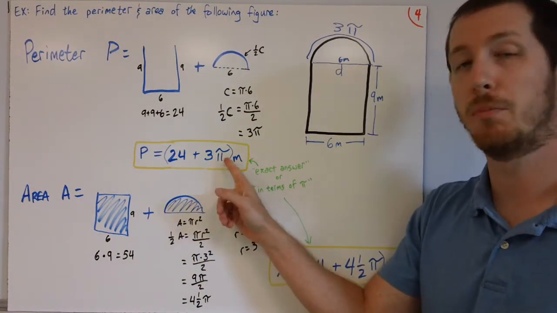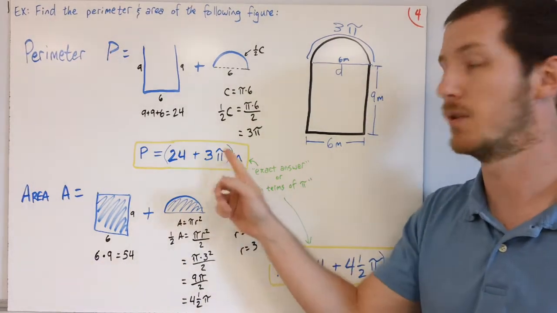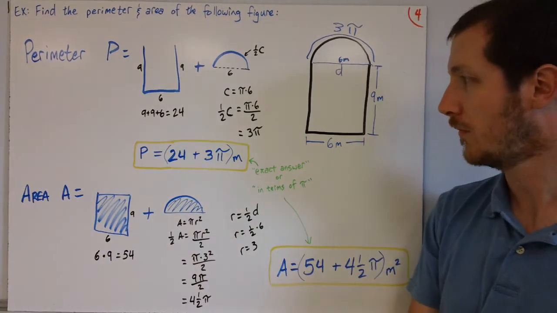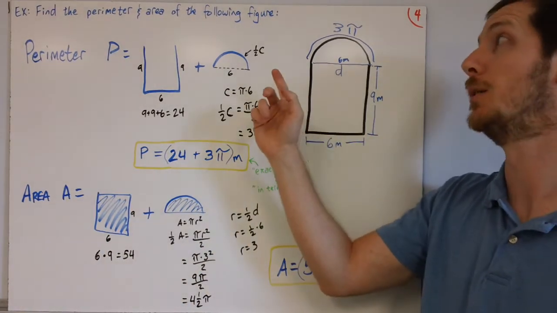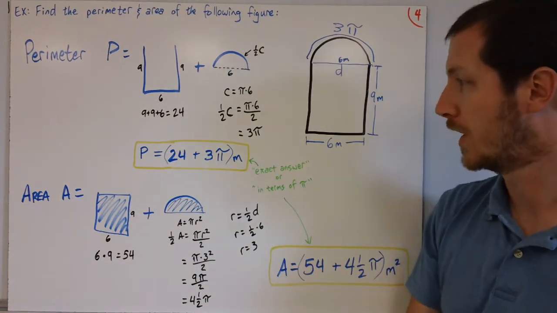That means we don't want to push the pi button in our calculator, because anytime we push that and do an operation with it, we're going to get a decimal. We're going to have to cut it off or round it. If they asked for an approximation to the nearest hundredth, that's when you would put that in your calculator. But for now, that's what we want.